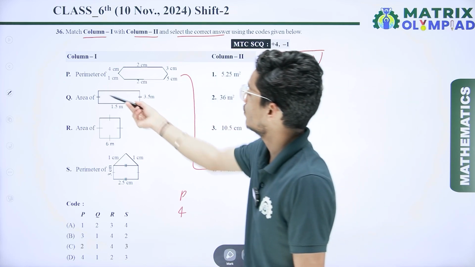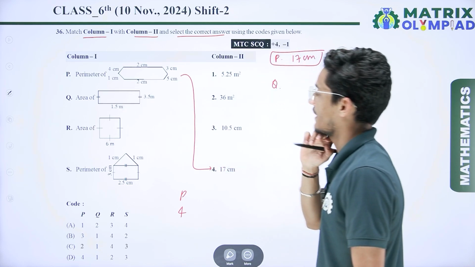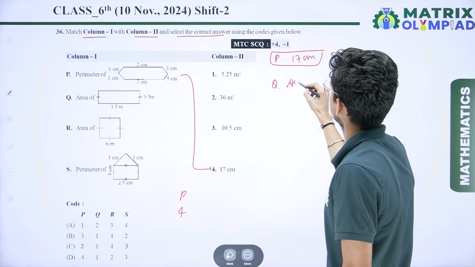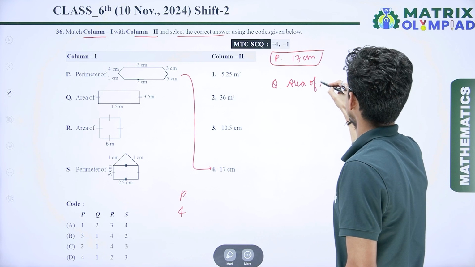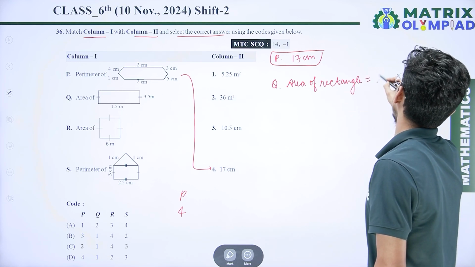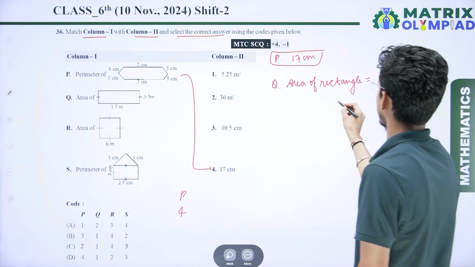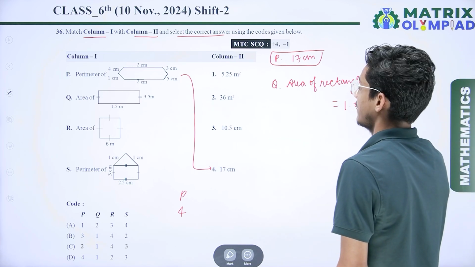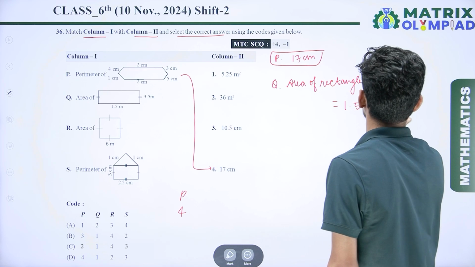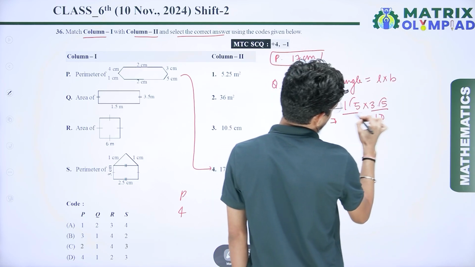If I talk about Q, that is the area of this one. So this is a rectangle, so I know the area of a rectangle is length multiplied by breadth. So here length is given as 1.5 meter and breadth is given as 3.5. If I remove decimals, then I put here 10 and 10.